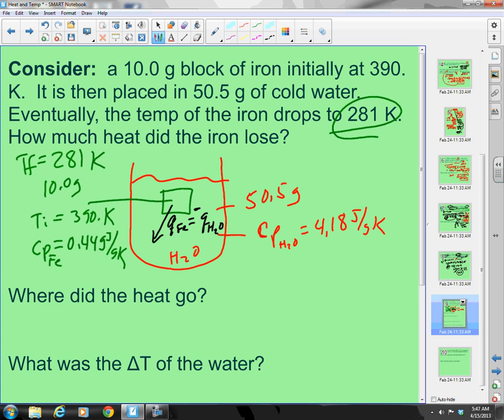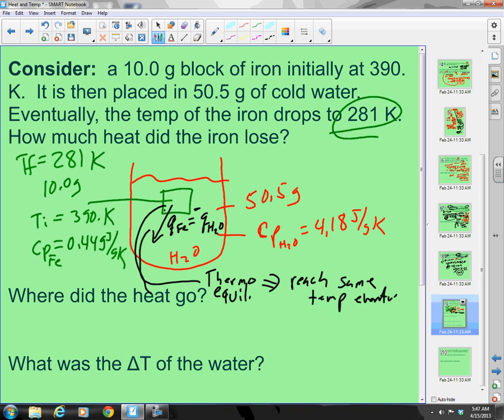The second thing is the final temperature. We're going to assume that this block and this water are in what's called thermal equilibrium. And what does thermal equilibrium mean? That means they will reach the same temp eventually. And what does eventually mean? It means the T_F for my iron will equal the T_F for my H2O. Okay? So those are the two things we have to know when we're doing this kind of question.